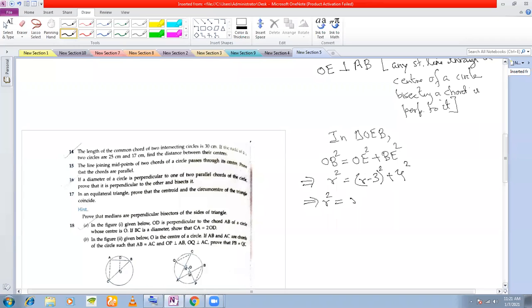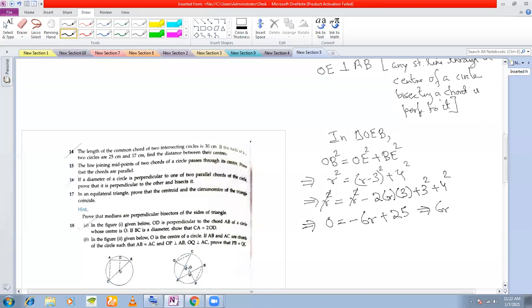Expand this by a minus b whole square, r square minus 6r plus 9. Any problem if I write directly, or should I? By this time, you should be writing directly actually. a square minus 2ab plus b square plus 4 square. So what happens? This r square and this r square cancel. So you get 0 is equal to minus 6r plus 3 square plus 4 square is 25, I think, right?